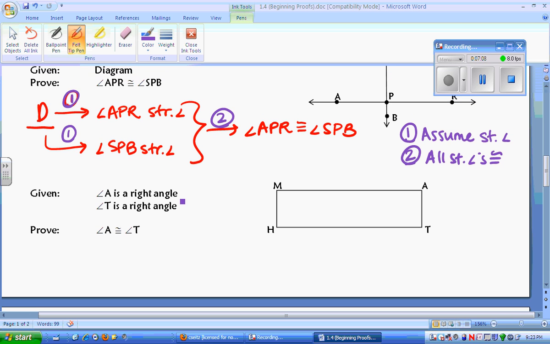Okay, I'm going to do the exact same thing with the right angles. So go ahead and write this one out exactly like this, but instead of the straight angles, you're going to say something else. Go ahead and try this one on your own.